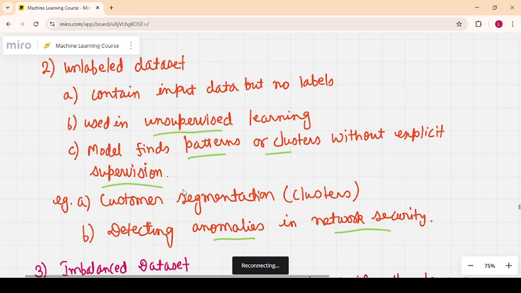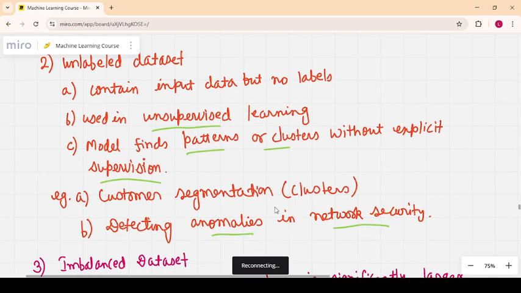For example, you are building an AI model which is used to segment customers based on shopping behavior to personalize product recommendations. So you do a clustering algorithm, the K-means algorithm. There are a lot of algorithms there. I will discuss them in an upcoming lecture.